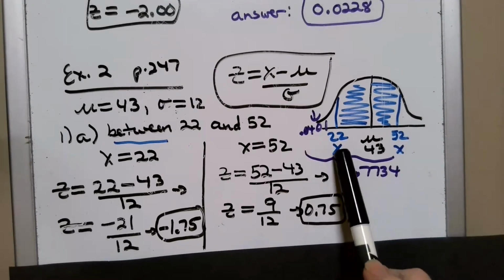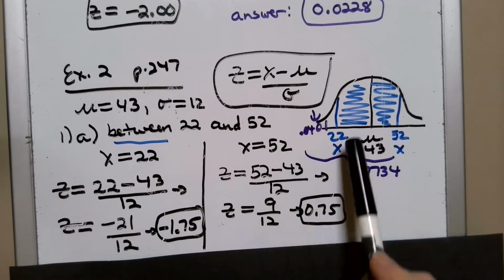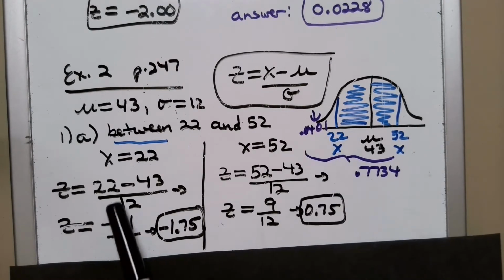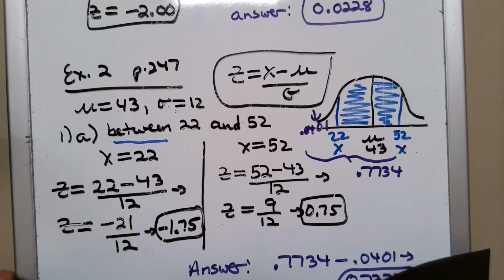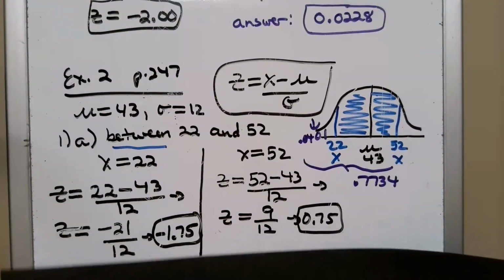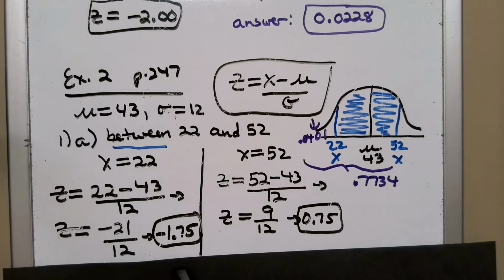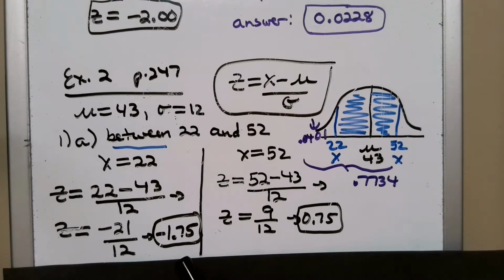So first, starting with x is 22, it should be a negative z-score because we're to the left of the mean. So here, x 22 minus our mean of 43 over the standard deviation of 12. That's going to give me negative 21 over 12. Subtract first, then divide. You get negative 1.75.